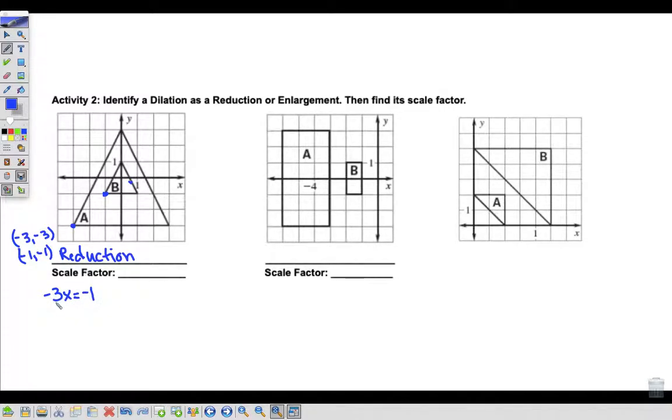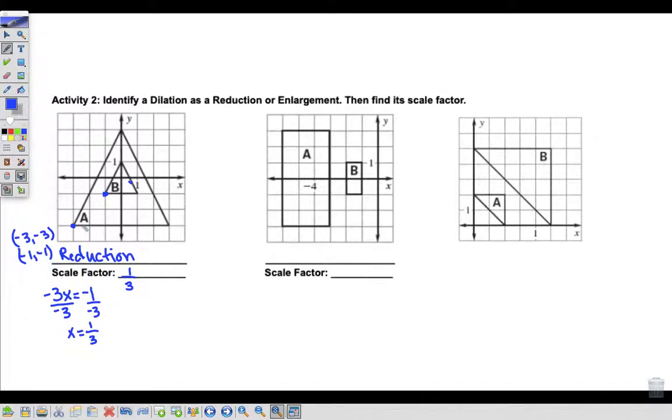So at this point, I just have an equation. So I could divide both sides by -3. I can't divide that evenly, so I'm going to keep it as a fraction, but I can simplify out those negatives, so I would be left with a positive 1/3. So my scale factor there is 1/3.